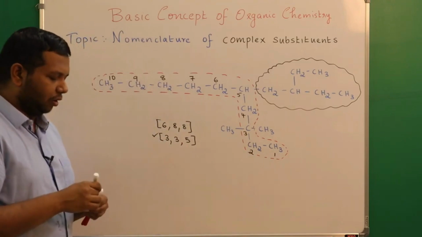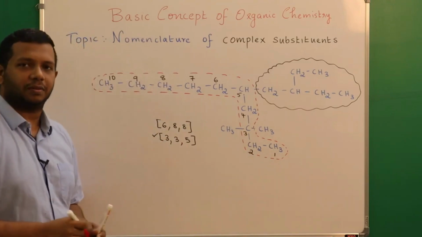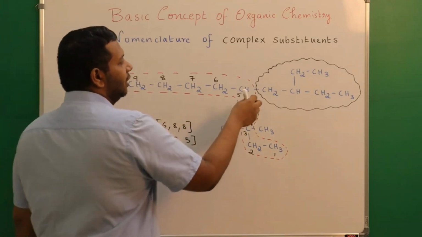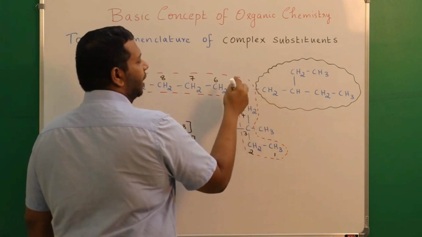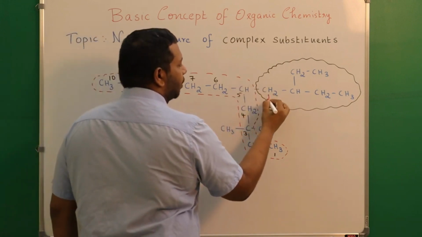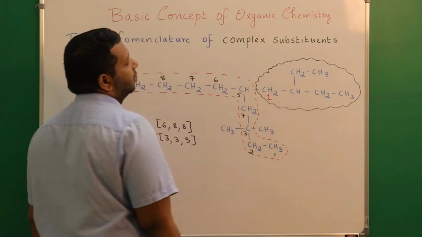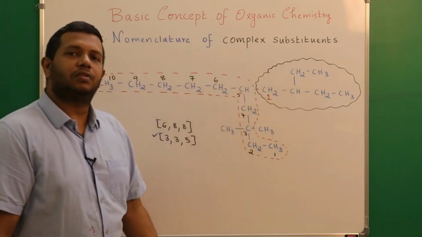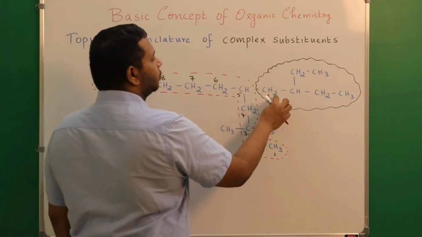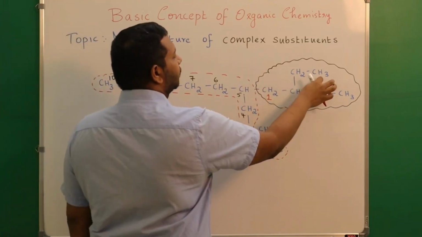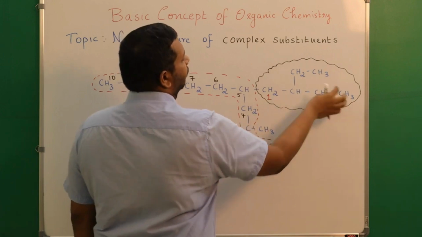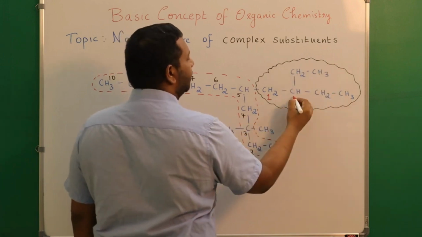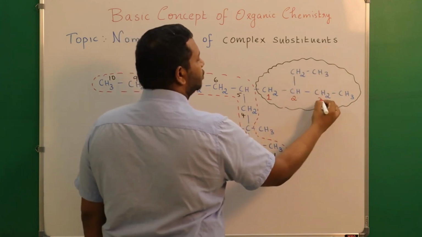Now as I told, whenever you are naming a complex substituent, what is the first thing you should do? The carbon atom which is connected to the parent chain should be marked as number 1. Very important. Once this is marked as number 1, try to identify the longest possible chain. I can go this way 1, 2, 3, 4 or 1, 2, 3, 4. Either way, you will get the same name. So let me choose this way, 1, 2, 3, 4.